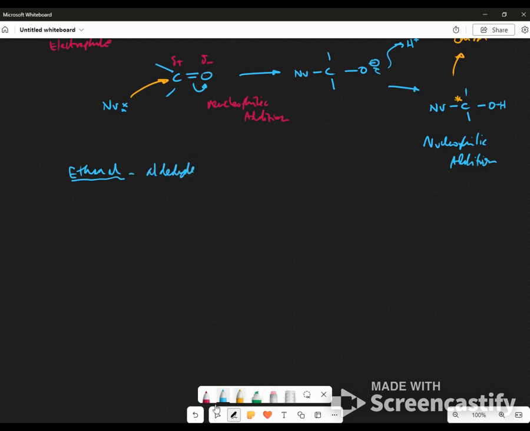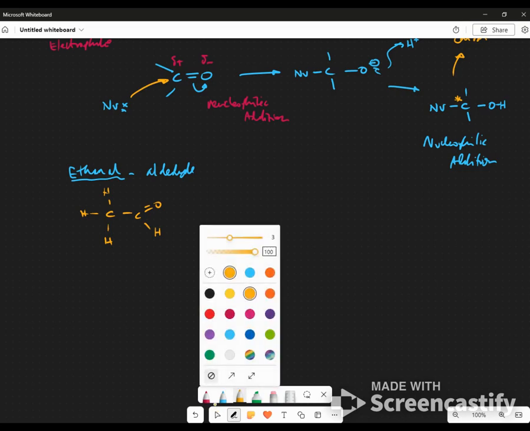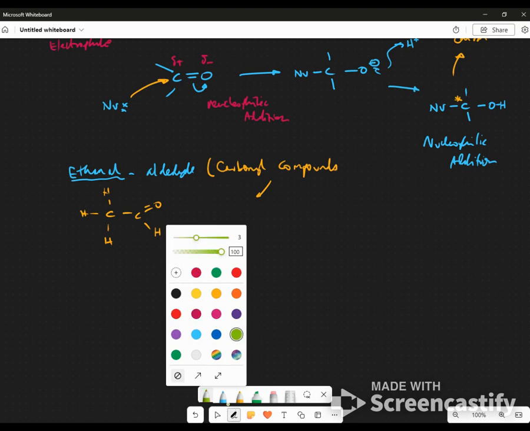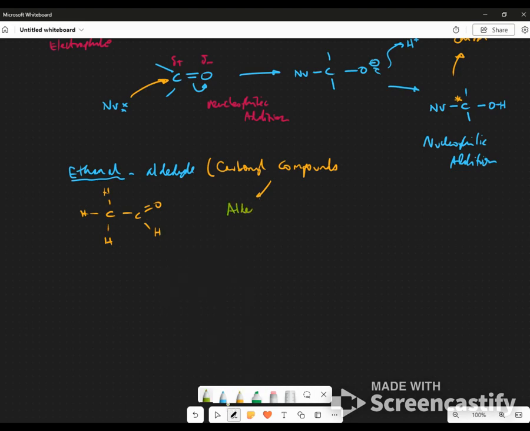Okay, let me draw the structure of ethanal. It looks like this, CH3 and CHO. So what we're looking at now is the nucleophilic attack on carbonyl groups. Carbonyl compounds, I should say. Carbonyl compounds are either aldehydes or ketones. So we'll have a look at attack on those two.